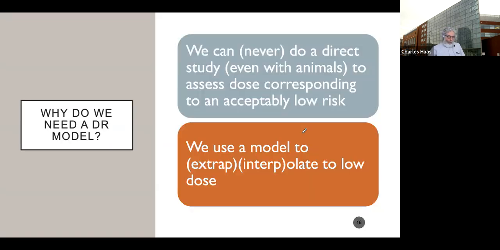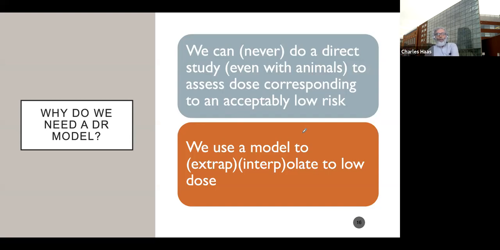So let me describe how we model these data and why we need a dose response model in the first place. So typically we want to be sure that the risk from exposure remains low. And I'll talk about the issue of what risk is acceptable at the end of the class today. But let's say it's 1 in 1,000 or 1 in 10,000.